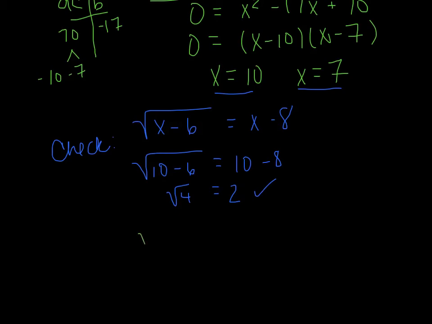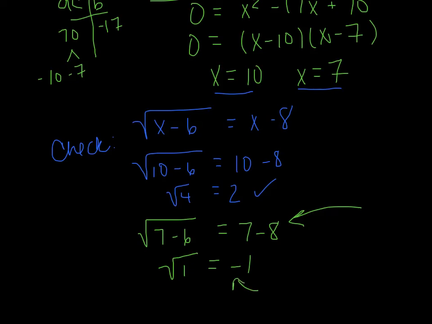Now my second solution. Again, plugging it in, I'm going to plug in the square root of 7 minus 6 is equal to 7 minus 8. And right here is where my problem happens on the right-hand side. I'm going to get that the square root of 1 is equal to a negative 1. At this point, you can't have a square root of a number, any number, and have it equal something that's negative. So this one causes a problem. So x equals 7 is a false solution, so we're going to cross that one off. The only valid solution to this equation is x equals 10.